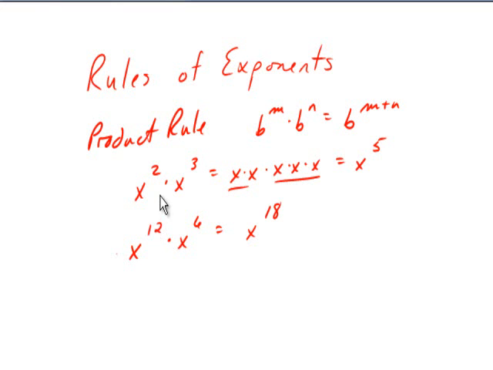The second rule that I want to talk about is called the quotient rule. It looks like this. And it says that if we have two values that have the same base, we can combine those into a single power, a single value to an exponent, where we keep the base of b and we subtract the exponents. A simple case of this could be something like this.